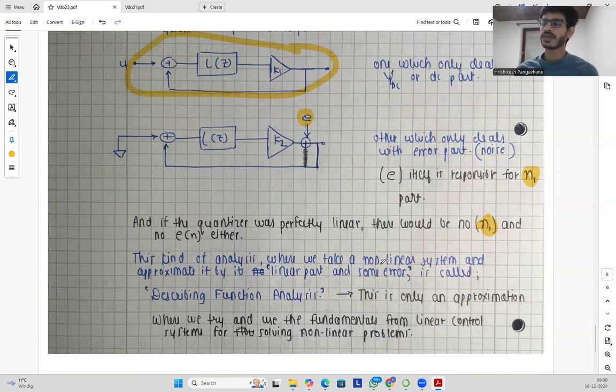So now we will analyze the delta sigma in a linearly analyzed way. We'll do that in the next video. So that's all for this video.